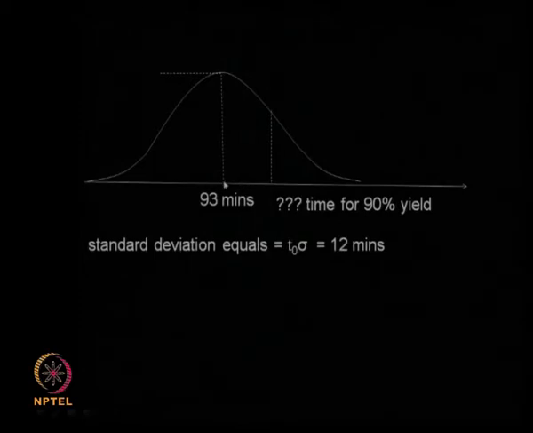So the retention time is 93 minutes, standard deviation is 12 minutes. So how do you calculate yield? Okay. Now I know T naught, I know standard deviation, so I can calculate sigma as 12 by 93. Now taking this I can substitute into the yield equation. Now the yield, of course I want 90% yield.